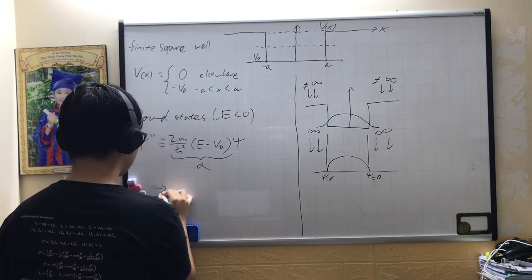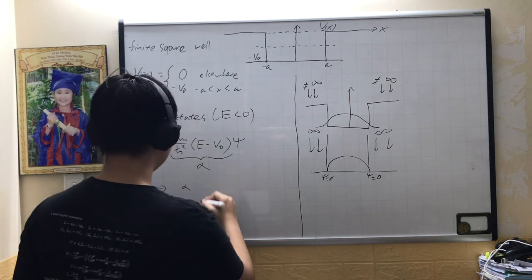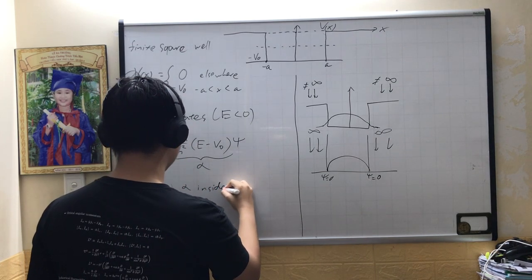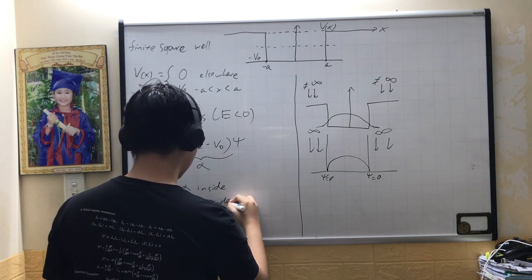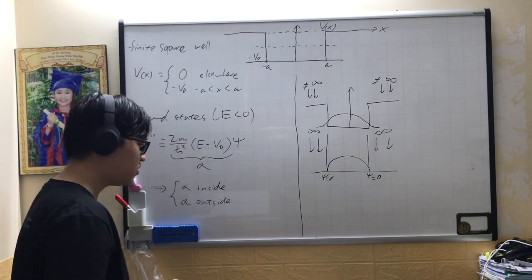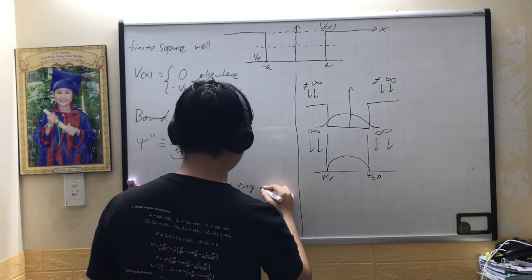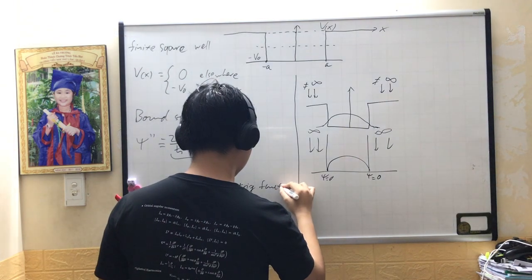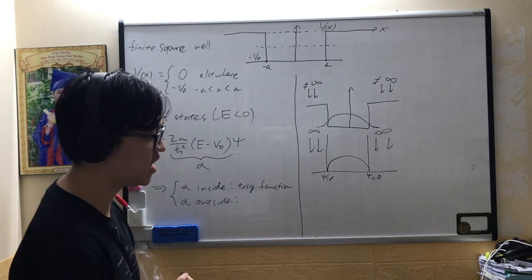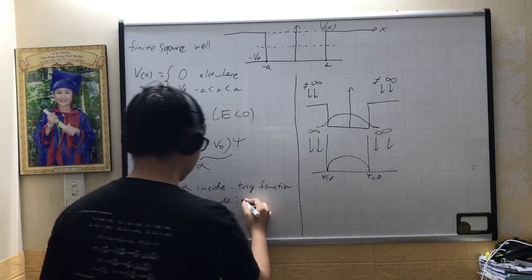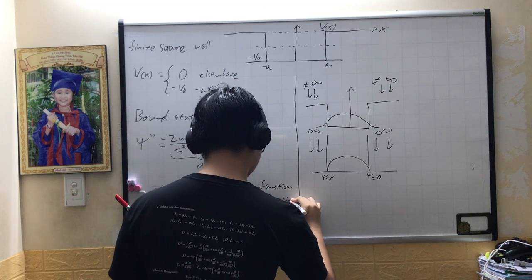So here we can say that we have alpha inside, and alpha outside. When it is inside, it is a trig function, always a trig function. And outside would be a decay. A decay is an exponential function. Right, there we go.